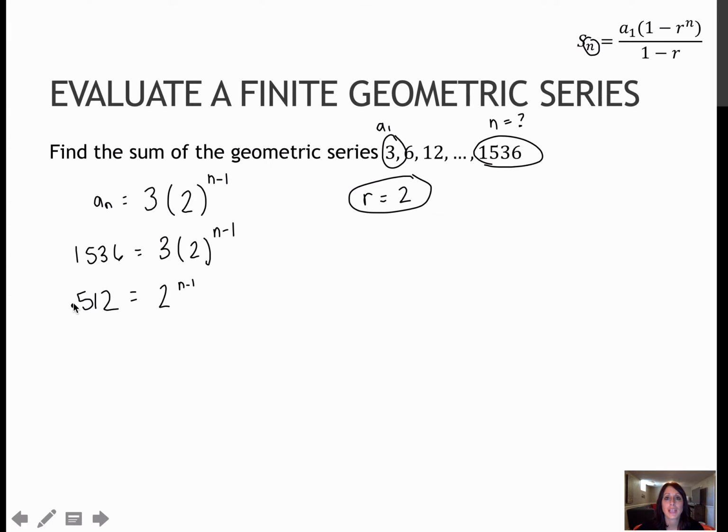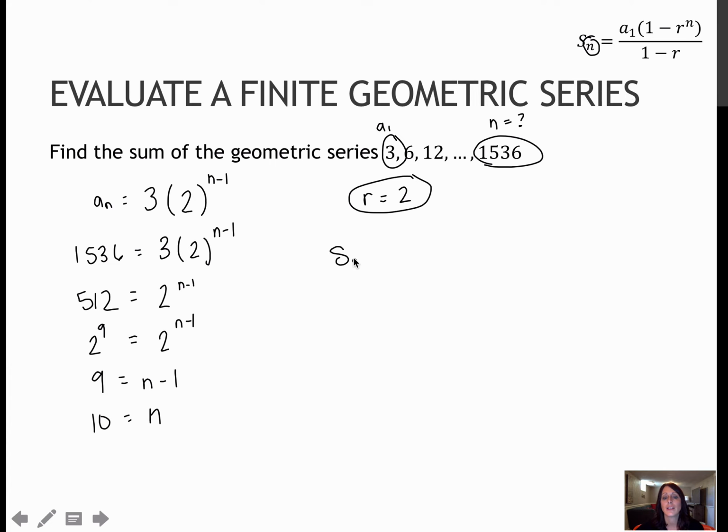Now, we talked previously about how to solve this because that n minus 1 is an exponent. So I could take log base 2 of each side. The other way to do a question like this is if 512 can be written as 2 to a power, and in this case it can, then once I get the same base, I can drop the base and say 9 is equal to n minus 1, and so by adding 1, I know that n must be 10. So 10 is my n value, which means that's how many terms I'm finding the sum of.